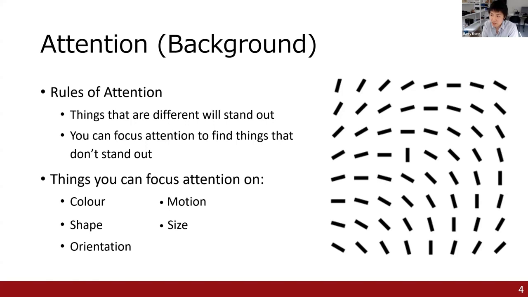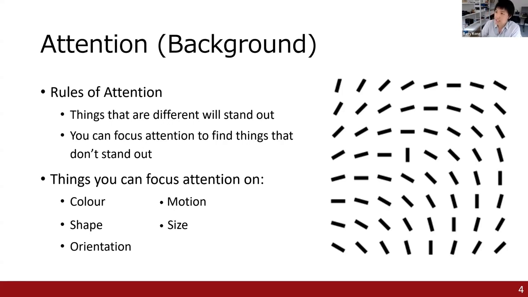Another key rule of attention is that there are only certain things you can focus attention on efficiently. It's pretty much limited to things like color, shape, orientation, motion, size. What this means is that if you're trying to find, for example, a black cat, and you try to look for cat-like objects, you're going to fail. If you try to look for black objects, that'll work.